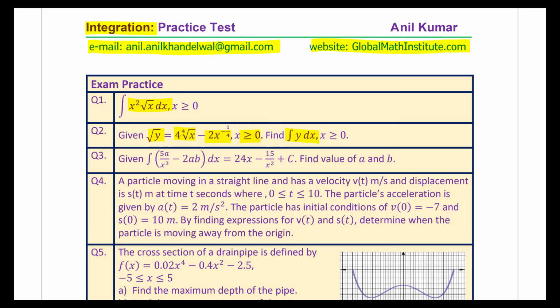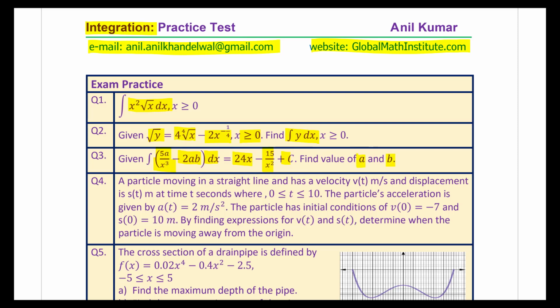Question 3. Given the integral of 5a over x cube minus 2ab dx is 24x minus 15 over x square plus c. Find the value of a and b.